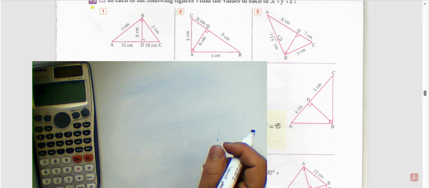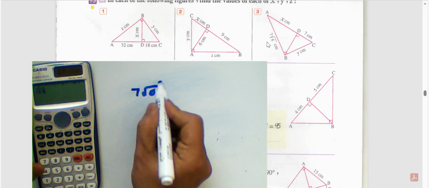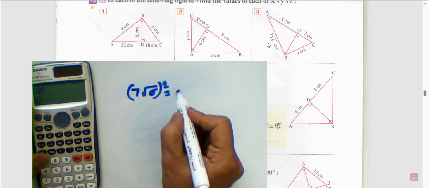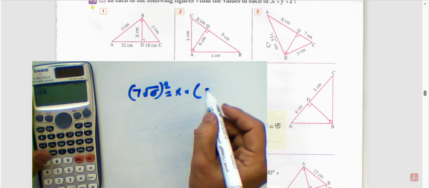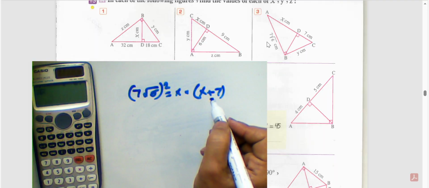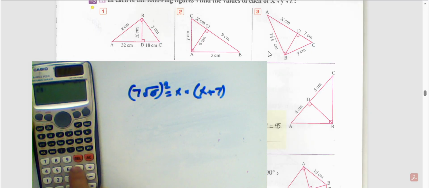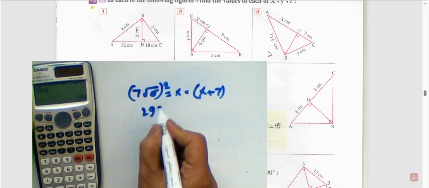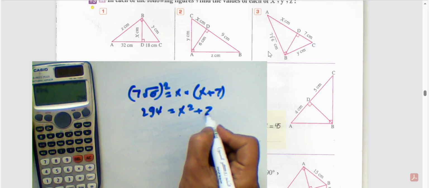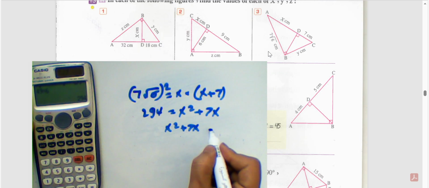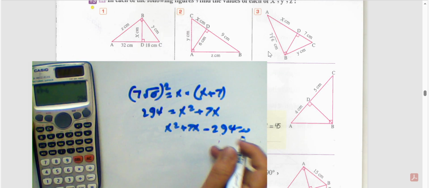Next question, we can find it also here by relation. We have 7 root 6. This is x. We can write 7 root 6 power 2 equals the projection x product by x plus 7. X here plus 7 is the hypotenuse. Then you can use the calculator. 7 power 2 times 6, 49 times 6 equals 294, equals x times x power 2 plus 7x. Then x power 2 plus 7x minus 294 equals 0. You can factorize this by using the calculator.